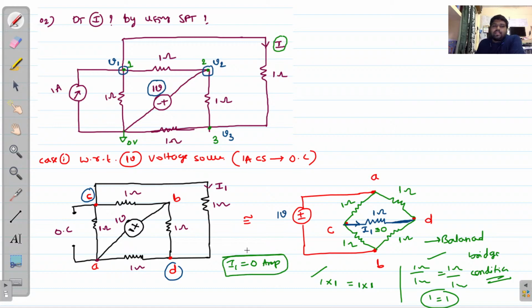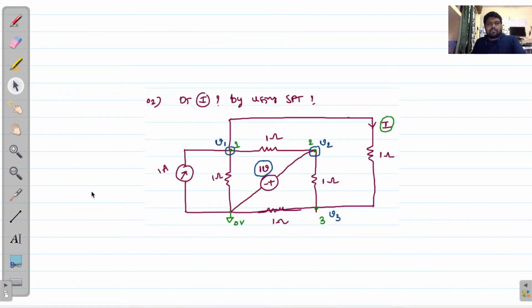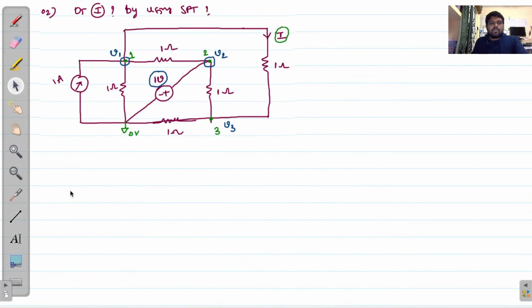And next, you can pull this 1 volt voltage source, and you can take the 1 ohm resistor in between these C and D terminals. The same thing I can rearrange in this circuit, right? So this is over. This is case 1. Now consider case 2. I am taking case 2 here, otherwise I will go to the next page. Next, case 2.